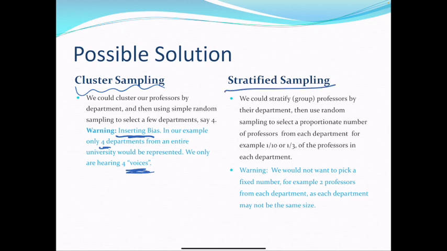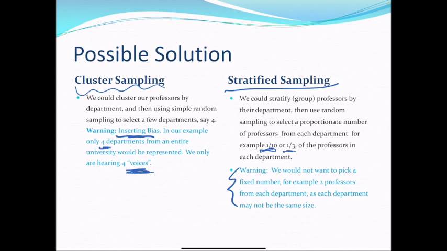We could stratify, grouping professors by their department, and then use random sampling to select a proportionate number of professors from each department, for example, 1/10 or 1/3 of the professors in each department. But we wouldn't want to fix each number. Well, maybe we could. It'd be like the Senate, but because not all departments are the same size, right? Like the chemistry department's way bigger than the history department.